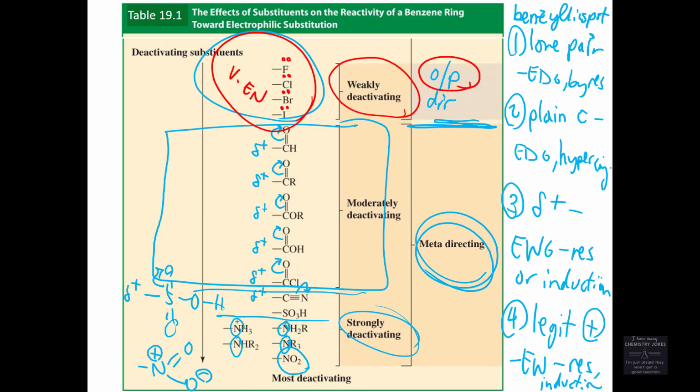The halogens are deactivators, yet ortho-para directors. They're electron groups, donation by resonance, withdrawal by induction. They're deactivators. They are ortho-para directors. Yep.